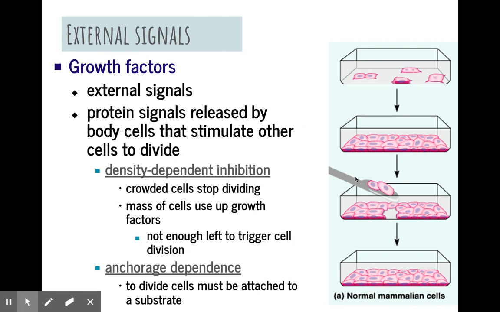All right, what are some external cues? Growth factors, as we stated, are an external cue. These proteins are signals released by body cells that stimulate other body cells to divide. I get a cut, great. Now I need to promote cellular division, okay? We have two types of cellular inhibitors that we look at: density-dependent inhibition and anchorage-dependent inhibition. Crowded cells stop dividing.